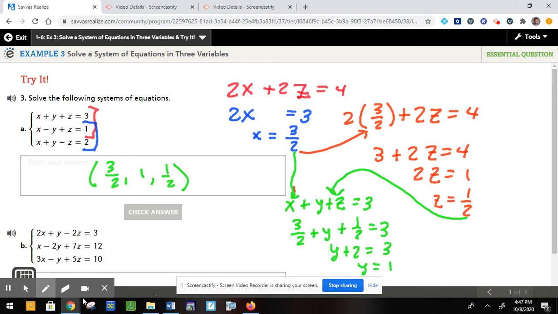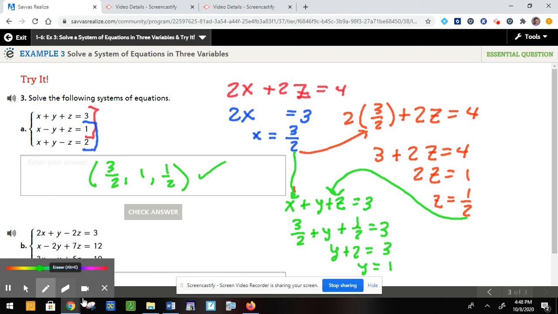Right, and then you can go back and substitute them into all the equations to make sure it works, as a check. Well, if we add them all up, you do get 3. 3 halves plus 1 half is 2, minus 1 is 1. So that looks like it's good. And then if you have 3 halves plus 1, that's 5 halves, minus 1 half is 4 halves, which equals 2. So that seems to check out.